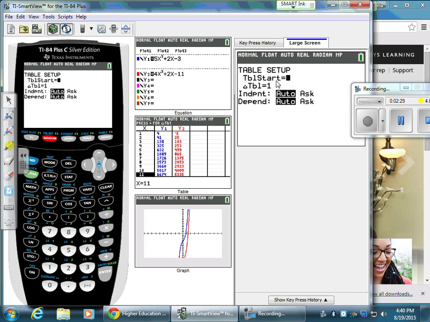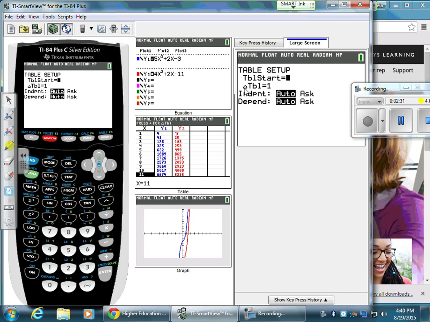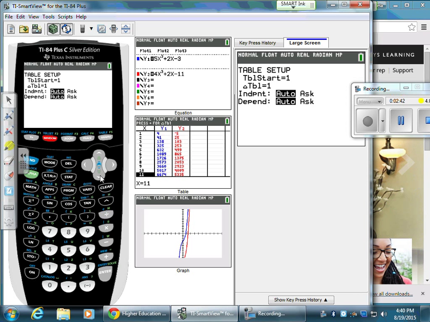Right now my table's starting at 1. This little symbol is the delta symbol, and that's just how much it's counting by. So right now it's counting by 1, so that means it goes 1, 2, 3. If I change this to a 2, then it would count by 2's in my table. But typically you'd leave it at 1. Right now my independent variables, which are my x's, are all automatic. They're all going 1, 2, 3, 4, 5 forever.